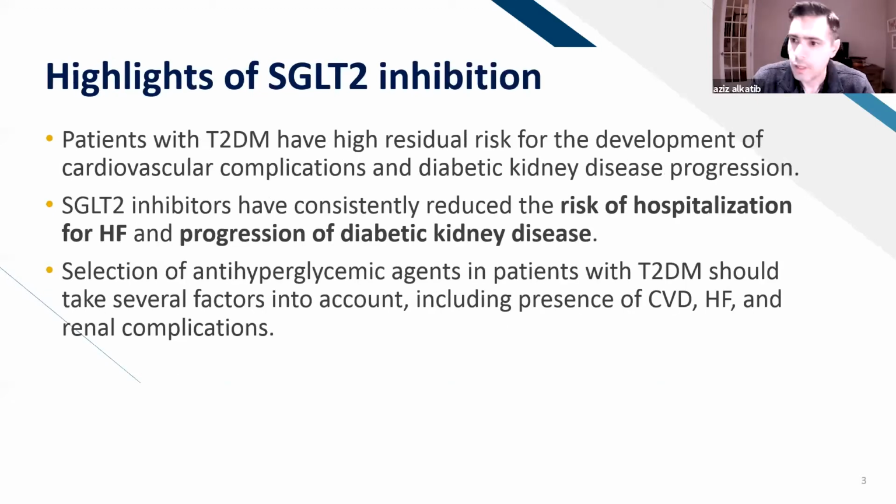Okay, so what are some of the highlights of the class? We know that patients with diabetes have high residual risk for the development of cardiovascular complications, and particularly for advanced diabetic kidney disease progression. These medications have consistently shown reduction in the risk of hospitalization for heart failure, as well as protection from diabetic kidney disease progression. And so when we select antihyperglycemic agents, we want to take into account several factors, certainly the presence of cardiovascular disease, risks for cardiovascular disease, heart failure, and certainly renal complications.